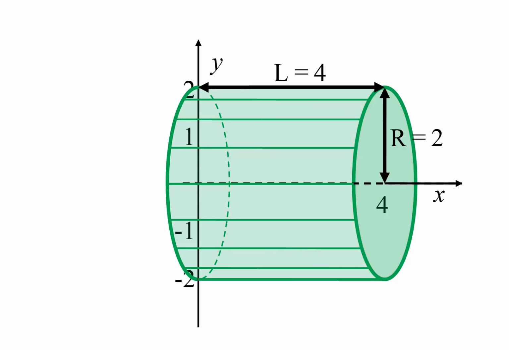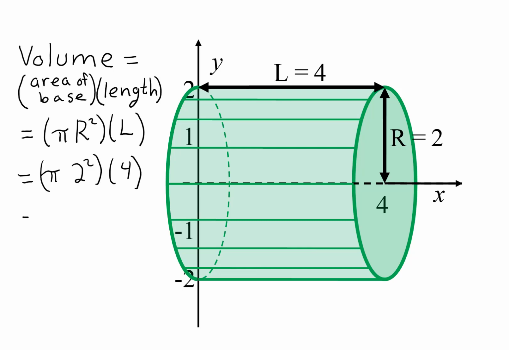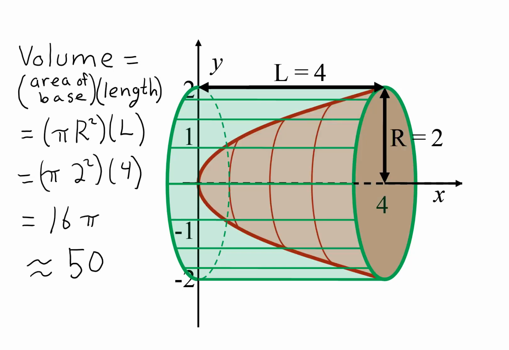The tube, which is a right circular cylinder, has a volume that is the area of the base multiplied by the length. So it is pi r squared multiplied by L. In this example, that is pi times 2 squared times 4, which is 16 pi, or about 50. This is the volume of the tube. The solid of revolution fits inside the tube, so its volume must be less than 16 pi.